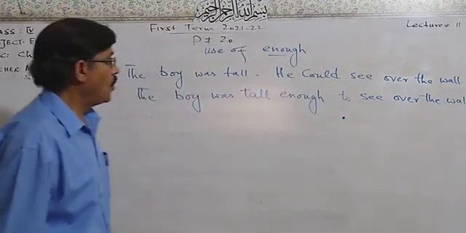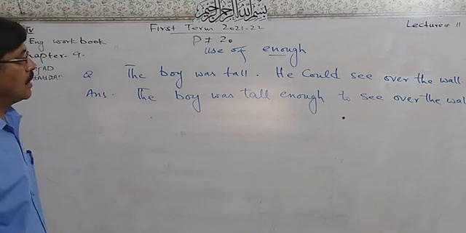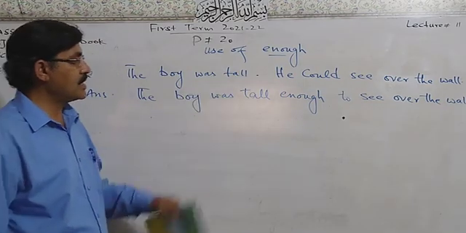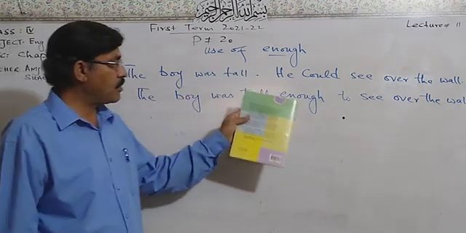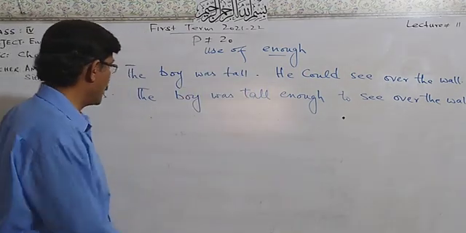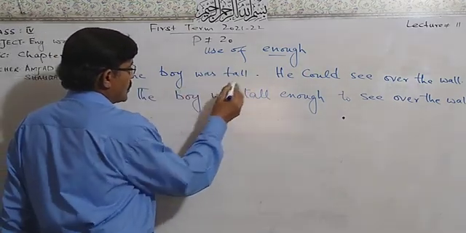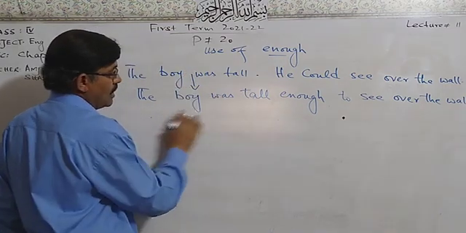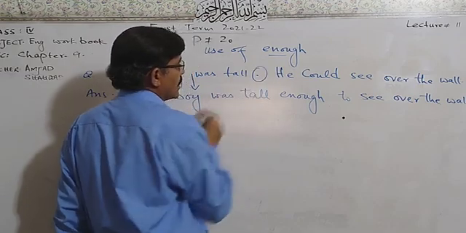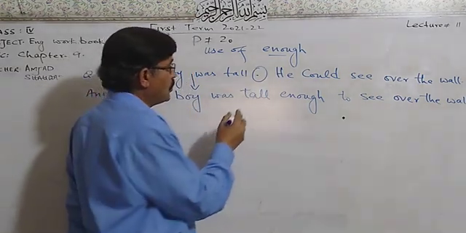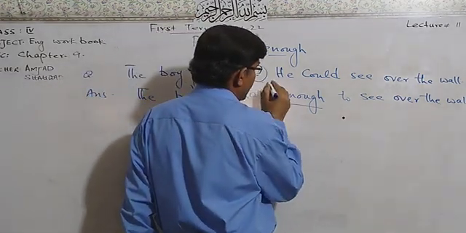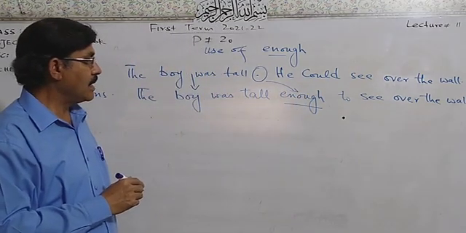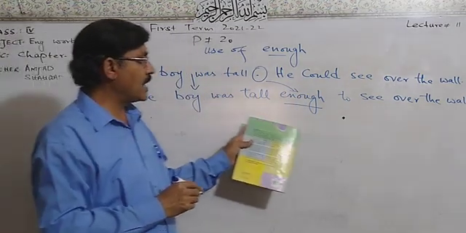Where we have to use enough, this is two sentences. By using enough, we make it one. Look at this one. The boy was tall, same as it is. After this, there is a full stop. You have to write enough in place of the full stop. Then, the boy was tall enough.